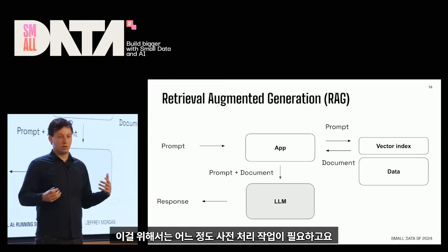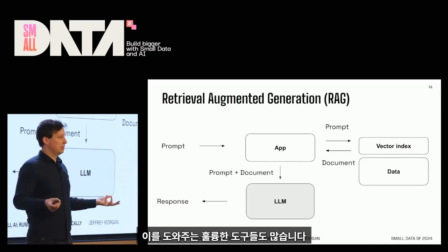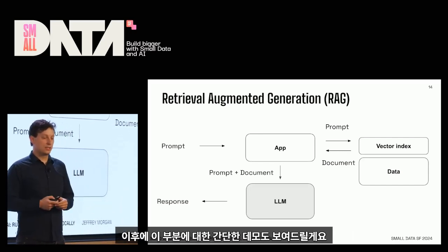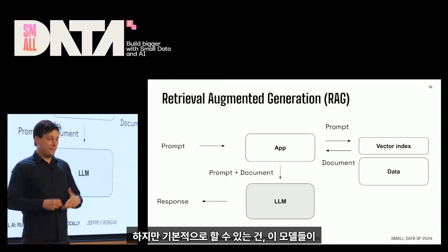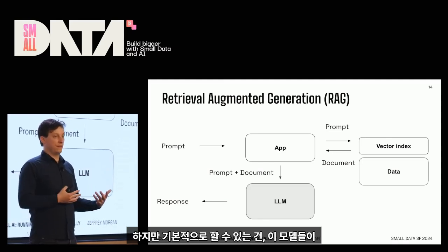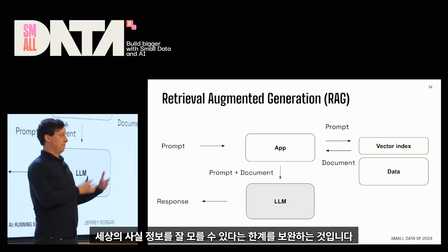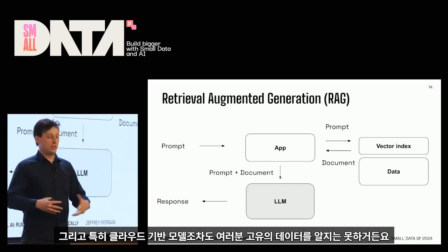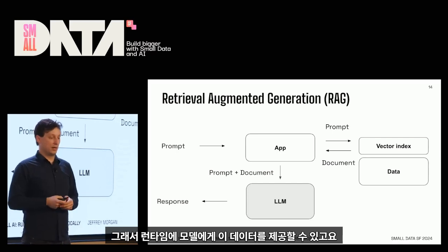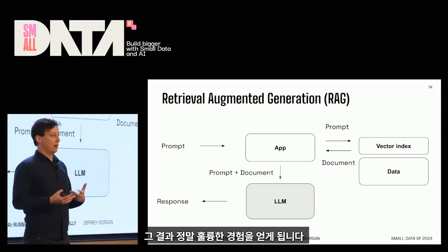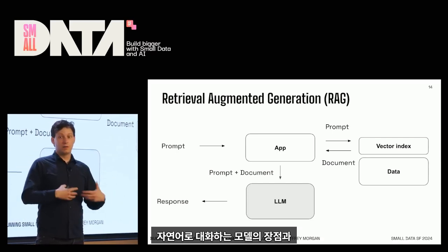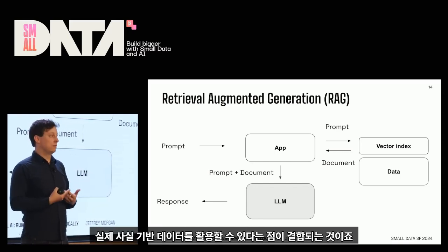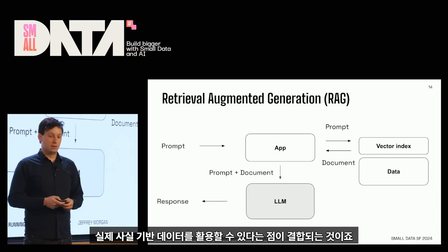There's some pre-processing work required a little bit. And there are some incredible tools to use around this, such as LlamaIndex or LangChain. I'll give a quick demo of that right after this. But effectively, what you can do is compensate for the fact that these models may not know about factual data in the world. They may, and especially even the cloud ones, won't know about your data. So you can provide this data to the model at runtime. And then you get this really great experience where you get the benefits of a model where it's speaking natural language, it's able to reason about the data, but it also has real factual data that it can use.